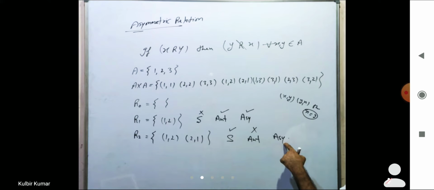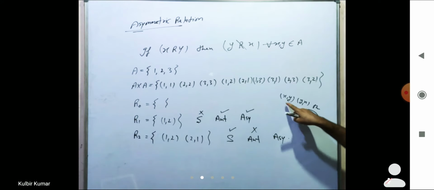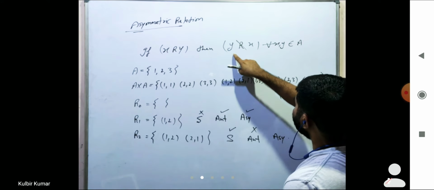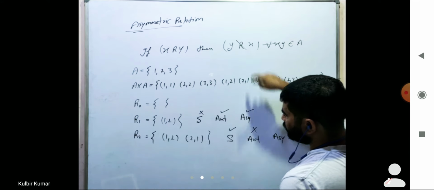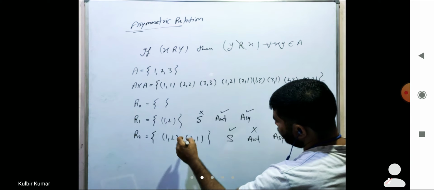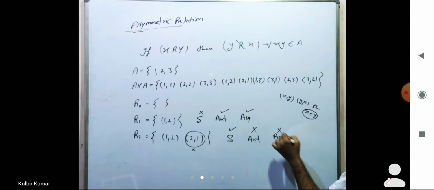What about asymmetric? This is also not asymmetric. Why? Because of this definition. If x relates to y, then y not relating to x is required. तो x relate y तो ये हो गया, तो y not relate to x ये अलाउड नहीं होगा, ये नहीं होना चाहिए, है ना? इसका मतलब ये एसिमेट्रिक भी नहीं होगा. Got it?